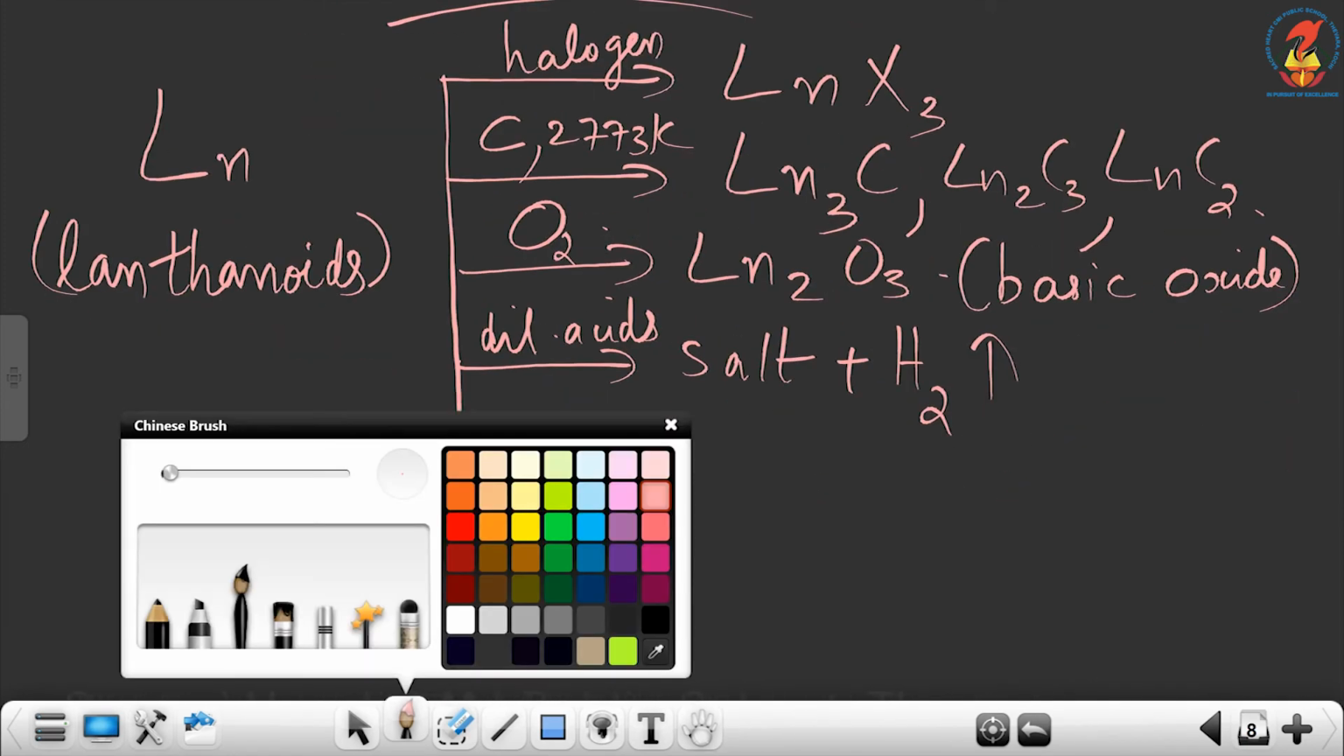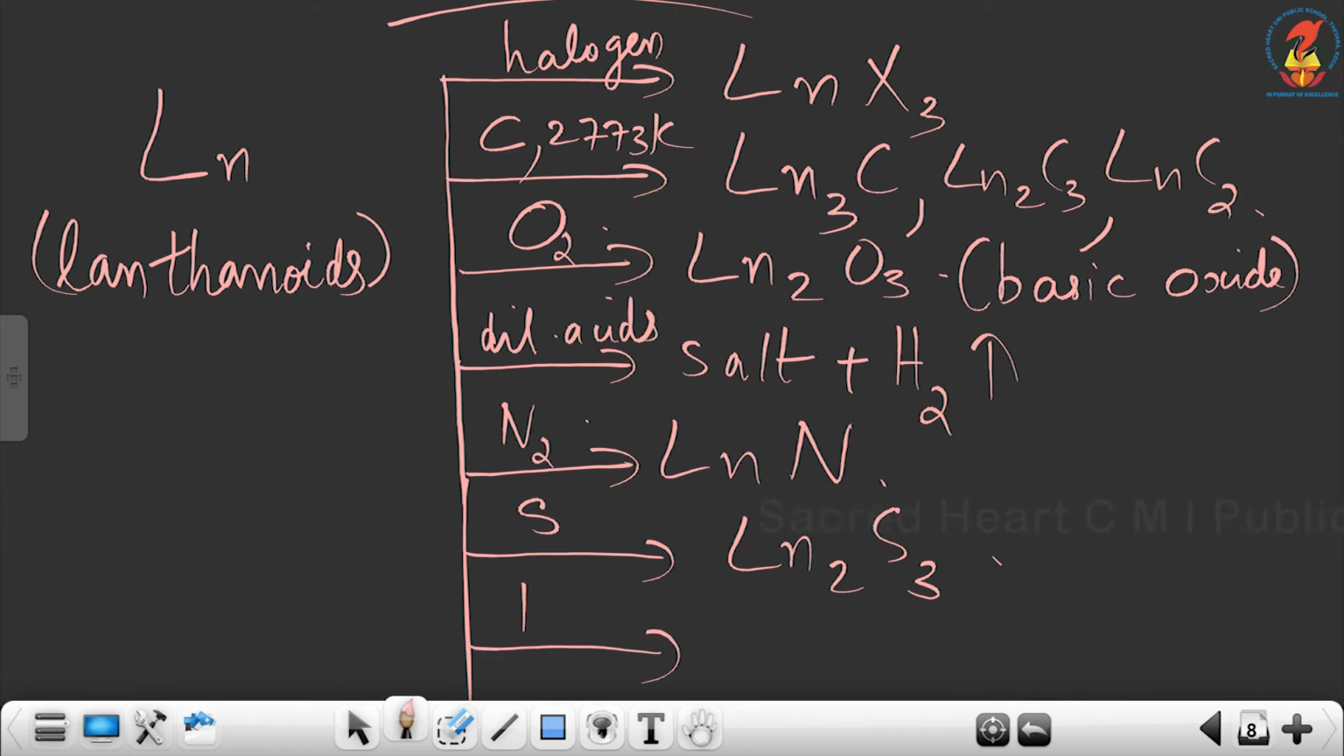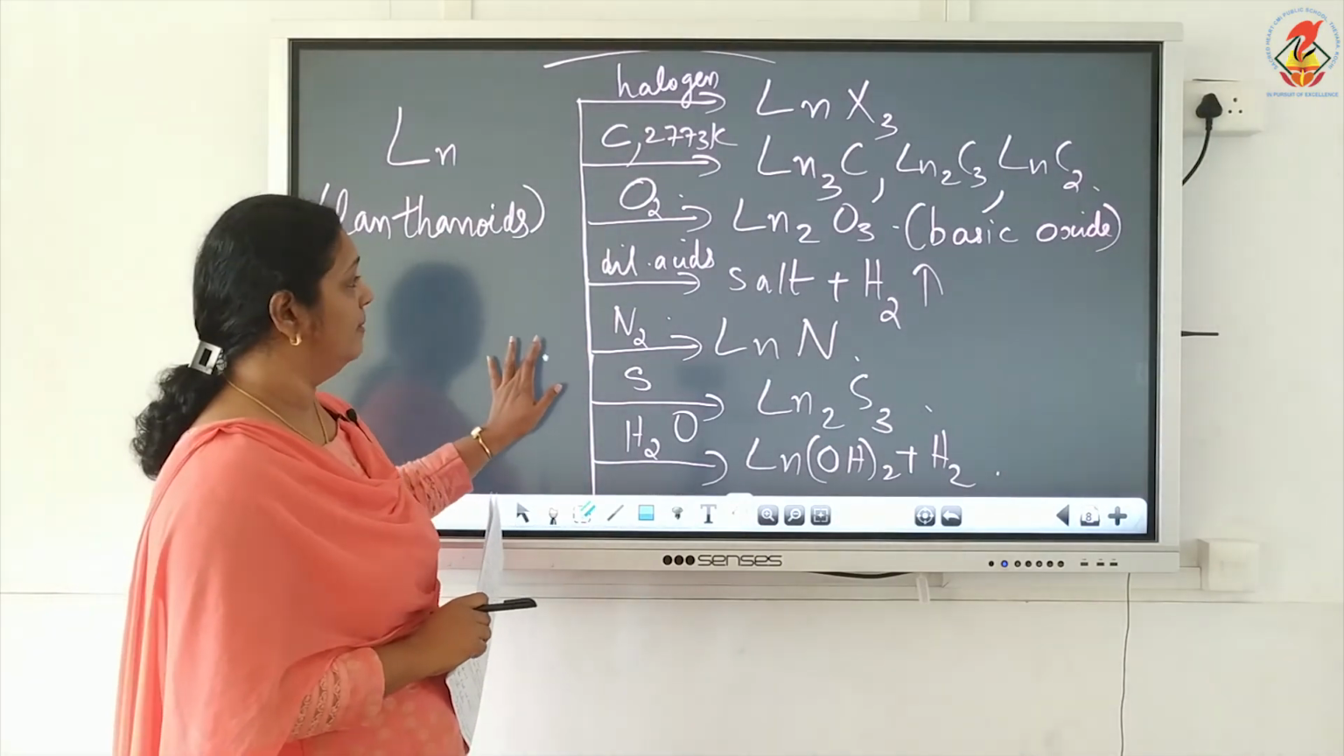Now the next reaction is when heated with nitrogen. With nitrogen you get lanthanum nitride. Since the valency of lanthanoids and nitrogen is 3, you can write the formula as LnN. Now you heat with sulfur, you get Ln2S3, lanthanum sulfide. Now on treatment with water you get hydroxide, Ln(OH)3, plus hydrogen gas is produced. So these are the different chemical reactions of lanthanoids.